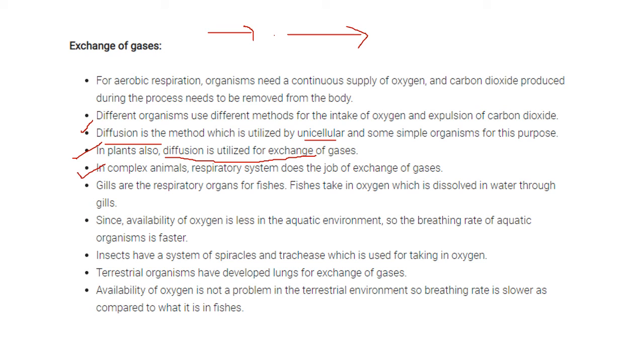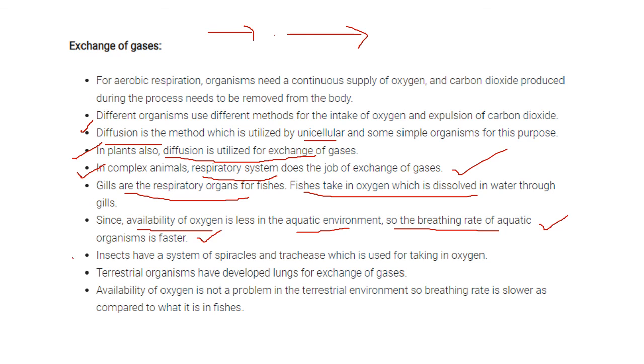In complex animals, the respiratory system has the job of exchange of gases. So gills are the respiratory organs in fishes, and they take in oxygen which is dissolved in the water through the gills. This you have studied in your lower classes. So the availability of the oxygen in the aquatic environment is less, so the breathing rate of the aquatic organism is also faster. For example, if I give you an example of a fish, you must have seen sometimes they open up their mouth and they close it rapidly. Why do they do that? Because the availability of oxygen is less in aquatic environment. So that is why they have to breathe faster to meet the oxygen demand.